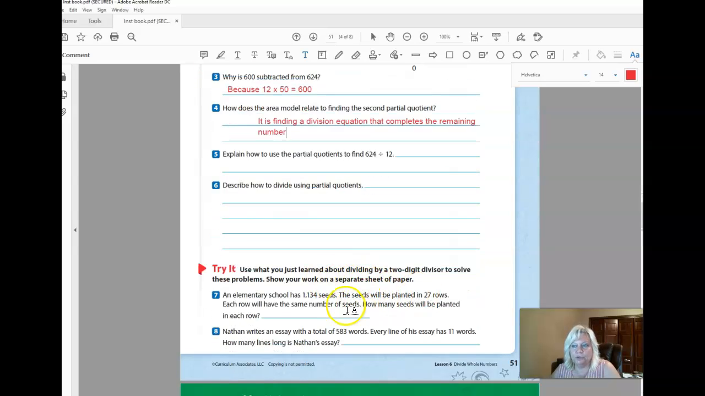Now they want you to try it right here. You have just learned about dividing with a 2-digit divisor to solve these problems. Show your work on a separate sheet of paper. And that's actually what you're going to do, is work it out on a piece of paper today and then show it to me. If you're online, you're going to have to take a picture of it and send it to me.